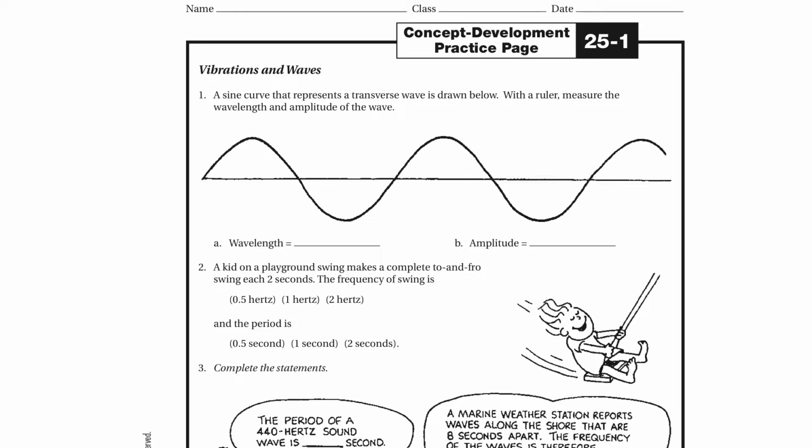It's asking with a ruler to measure the wavelength and amplitude. Okay, so I have a ruler built into this gadget here on my iPad, but I don't think you can see it. But I've got it superimposed over top of the waves. You can use a ruler, and I've got rulers that you can borrow. And if you were to put it from somewhere to some corresponding space, you're going to get, in this case, a 7 centimeter wavelength, okay?